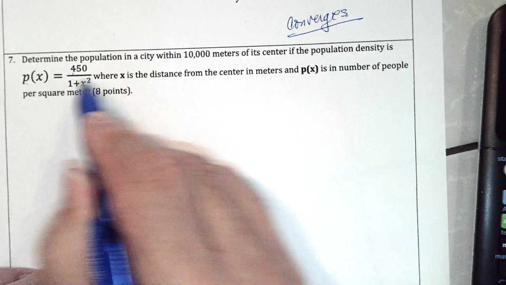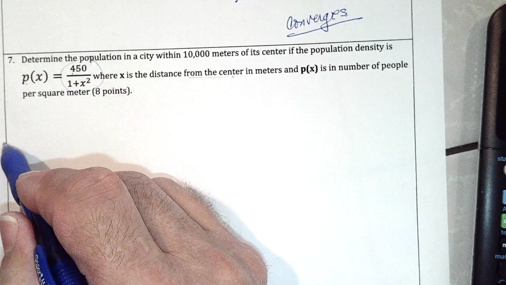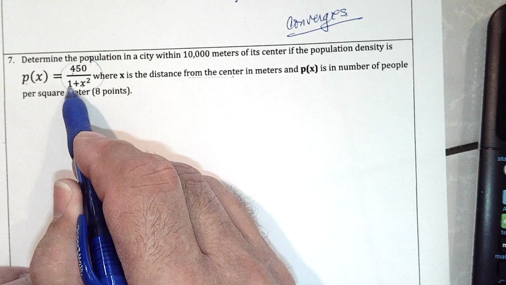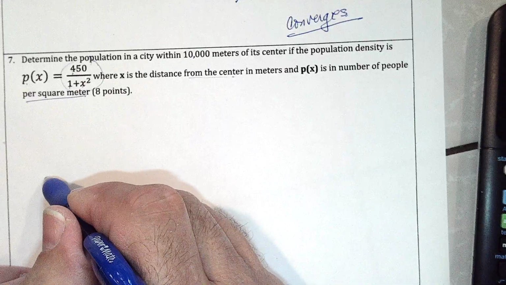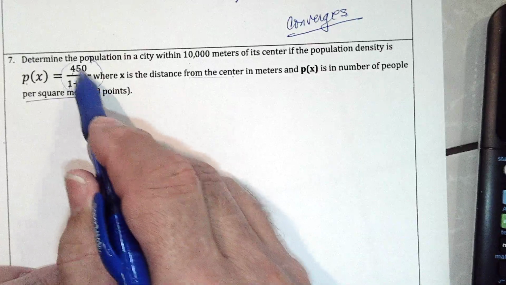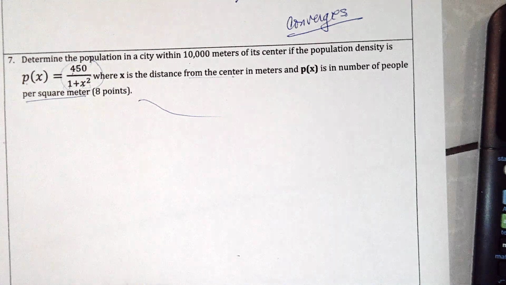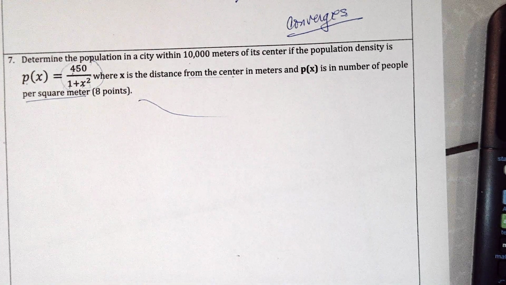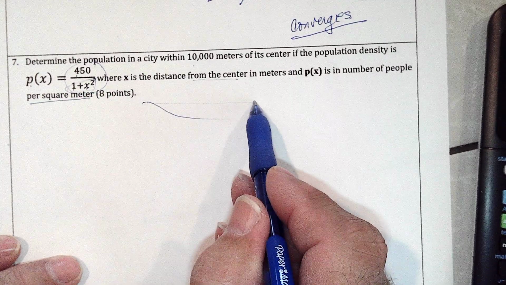Population density based on the distance from the center of the city is this. If I put in 0, it's saying there's 450 people per square meter. But we're supposed to do it as you go out further. This denominator is going to get bigger, and then the amount of people is going to taper off. It'll never go to 0, but it'll get closer and closer and closer to 0 as the denominator gets bigger. But we only need to go out 10,000 meters.